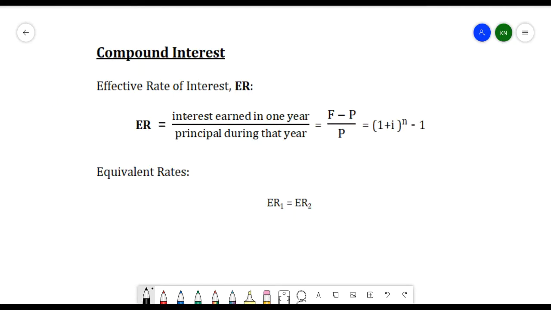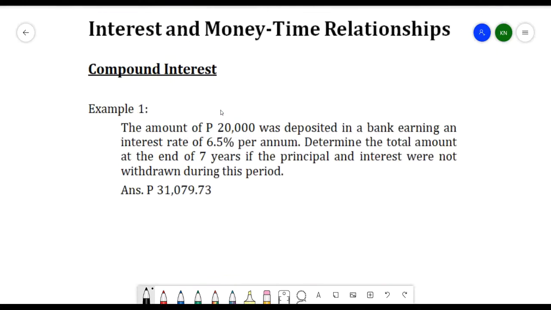We also have how we get the effective rate of interest, or the ER. That is equivalent to the interest earned in 1 year over the principal during that year. That is given by the formula (F minus P) over P, which is equivalent to (1 plus I) raised to N minus 1. And for equivalent rates, we have effective rate 1 equivalent to effective rate 2. So now let's try some examples in solving compound interest.